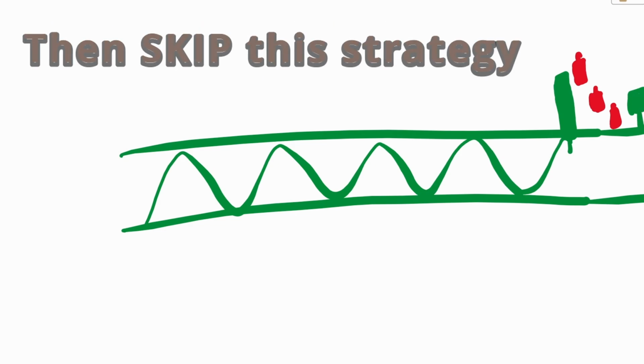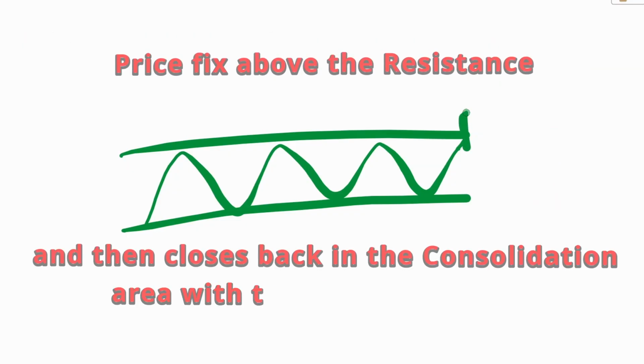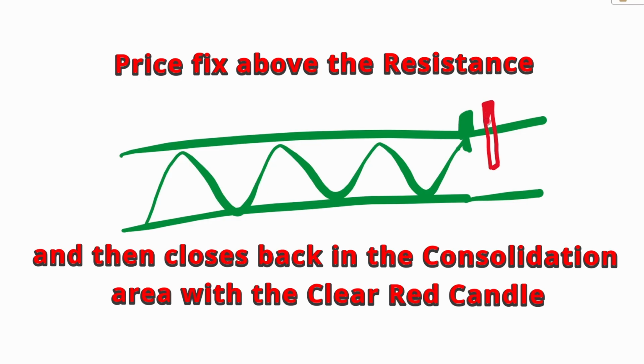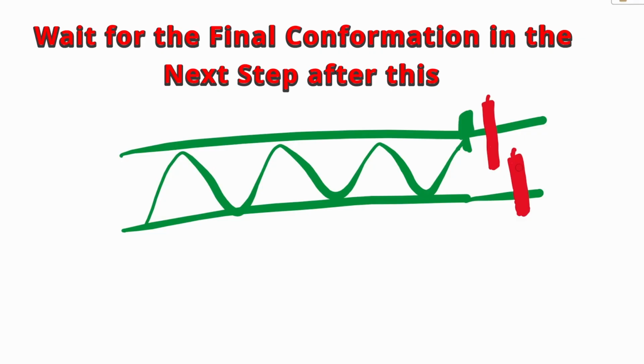in the upper side. And if you want to know why this happens, see this video. This video clears all your doubts. But if price wicks above the resistance and then closes back below with a clear red candle, treat it as a potential fake breakout. That close back inside the range is your first warning that smart money may have swept liquidity. Still, don't hit sell yet. Wait for the final confirmation in the next step before taking the trade.